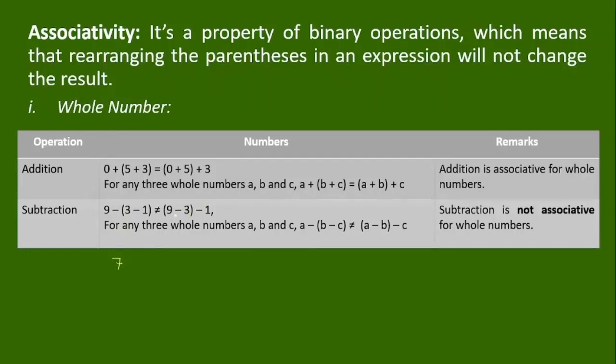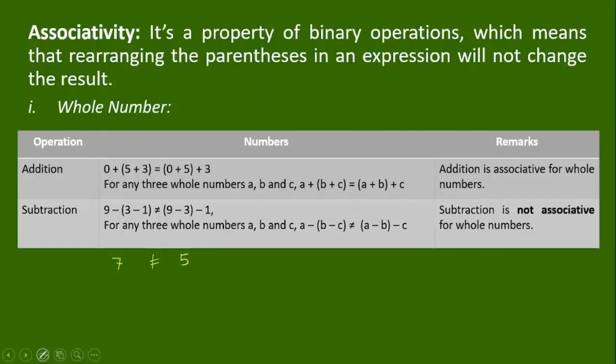Now on the RHS, 9 minus 3 is inside the parentheses. So 9 minus 3 is 6 and 6 minus 1 is equal to 5. So on the LHS we are getting 7 and on the RHS we are getting 5. Here we can see 7 is not equal to 5. So we conclude that for any three whole numbers A, B and C, A minus (B minus C) is not equal to (A minus B) minus C. So subtraction is not associative for whole numbers.